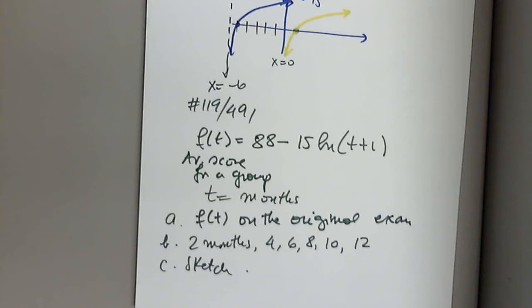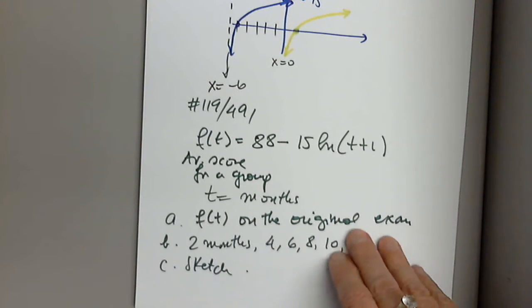So we're given a function. Can anyone say anything about this function? What type of function is it? Right, it has natural log. It has ln. It's a natural log function. We've never seen this before till today.